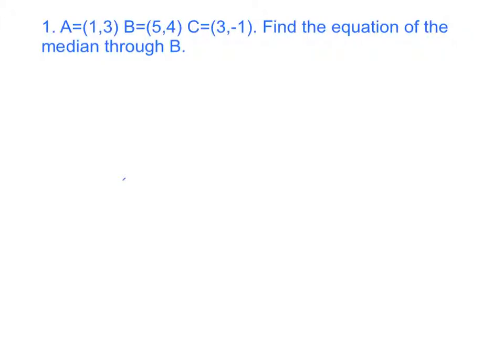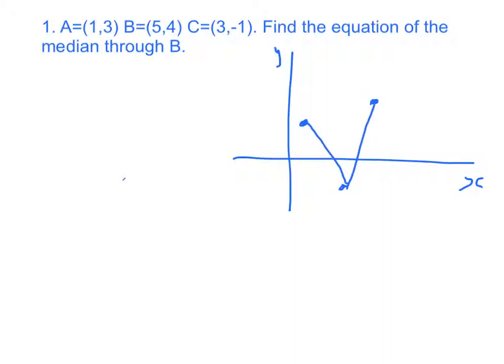Okay, the first question, A, B and C. We're looking for the median through B, so make sure to draw a rough sketch. Here's X and Y. 1 and 3 is about here. That's A, B's out here, and C's down here. Right, so that's rough, but that should do. Okay, so label them A, B, and C.